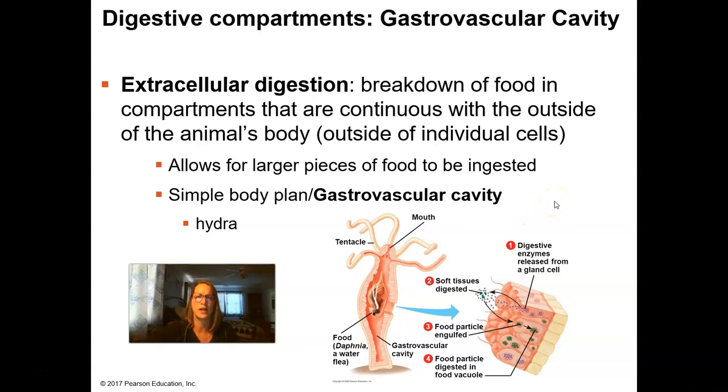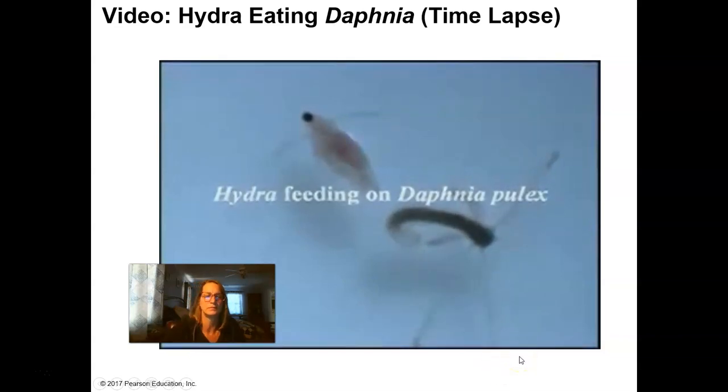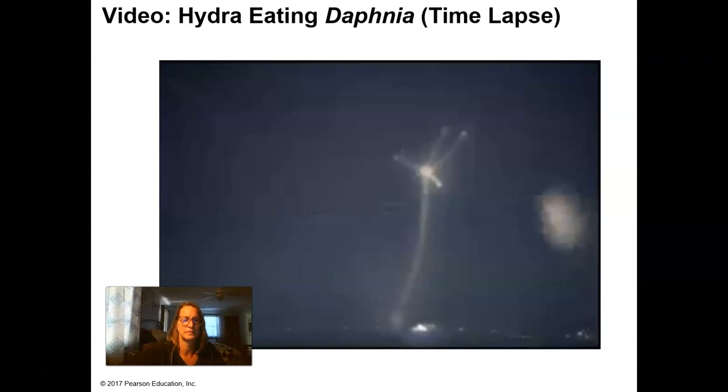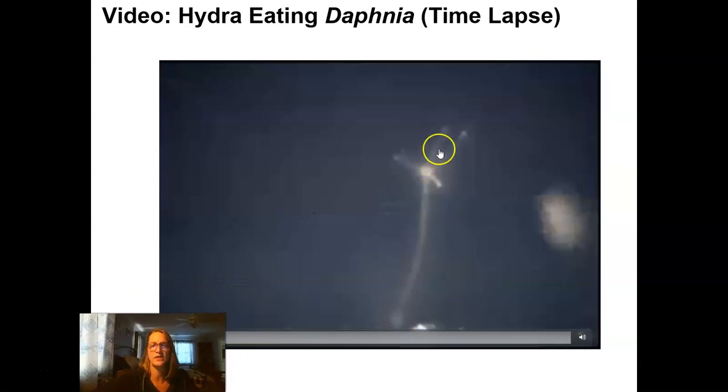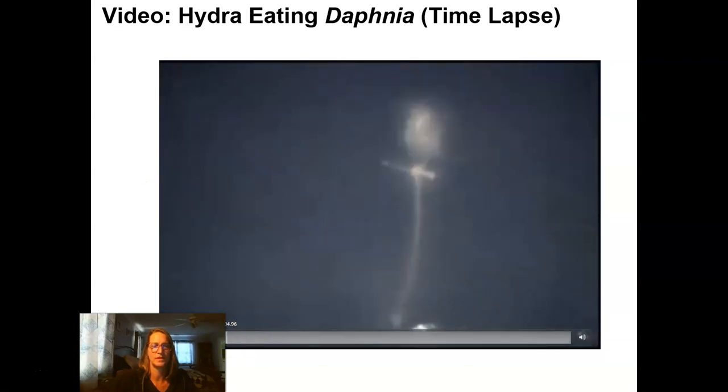So I think we're going to see a video of a hydra eating a Daphnia here. Okay, here's the hydra. Can't really see that it's attached, but it is attached to the substrate, and here's the Daphnia, which is that little crustacean. It's actually pretty big in comparison to the hydra. Here's the hydra, here's the tentacles. Whoops, you might have missed that. Let me replay it.